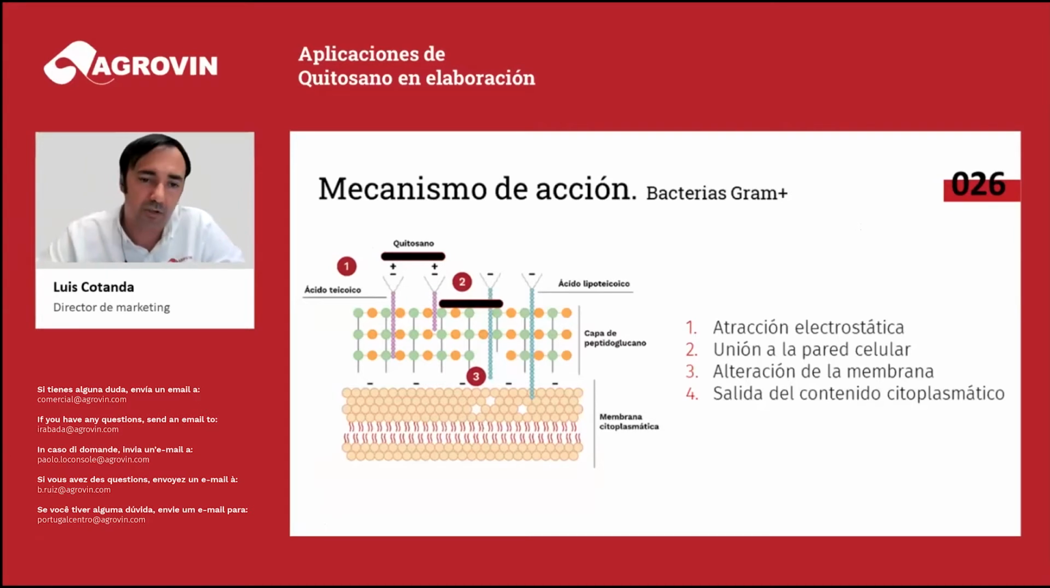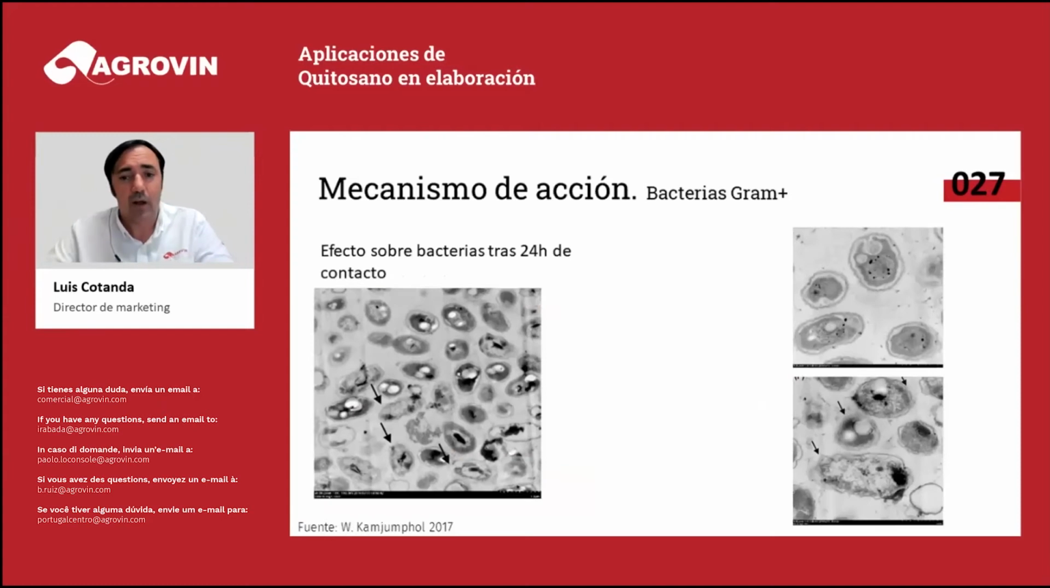In the case of gram-positive bacteria, the mechanism is really similar. Due to electrostatic attraction, it joins the cell wall and alters the membrane, and it provokes the exit of the cytoplasmic content. And the same as in the previous images, on the top right-hand side you see healthy cells with full membrane, and on the lower part you see how, due to chitosan, these membranes have broken down and the cytoplasmic content has gone out of the cell, provoking cell death.